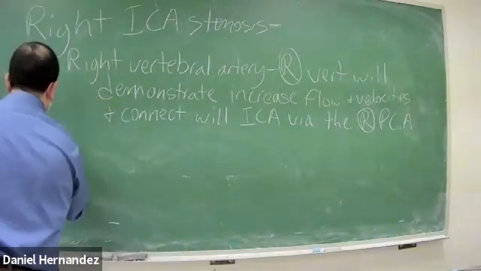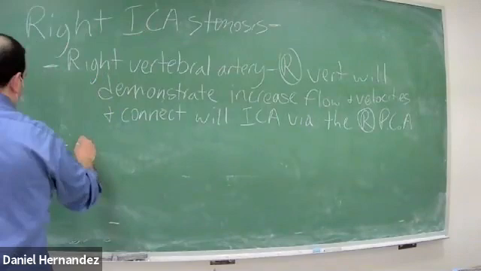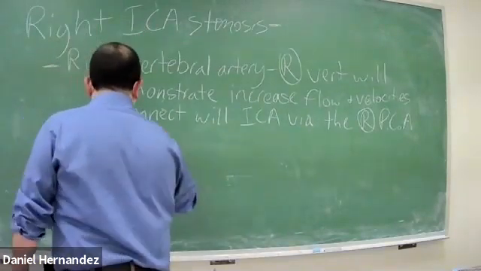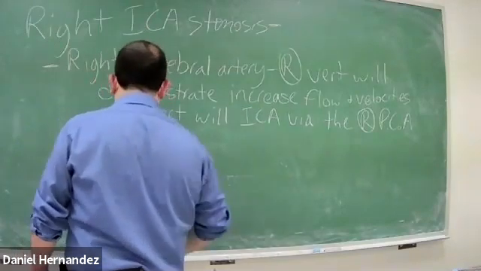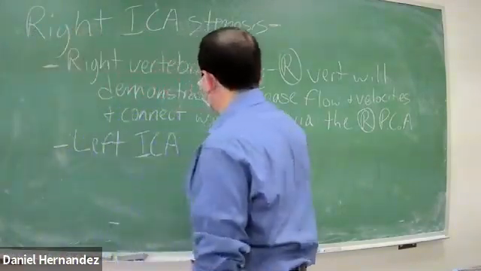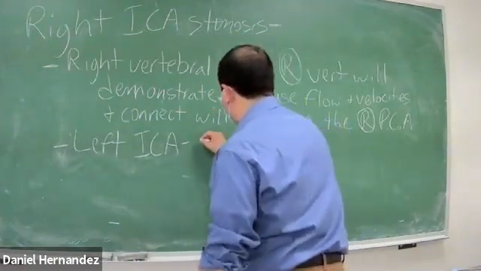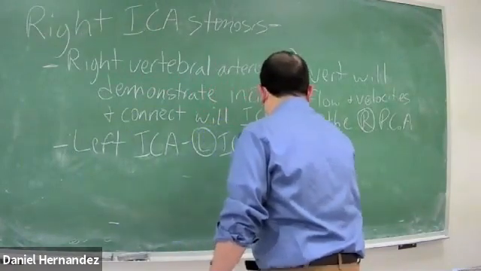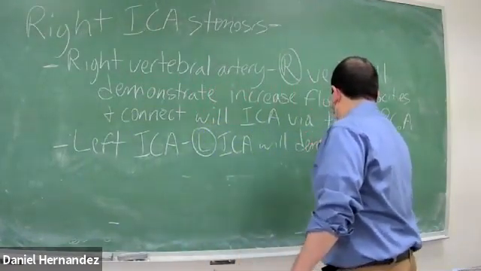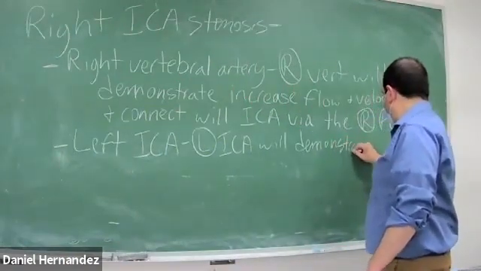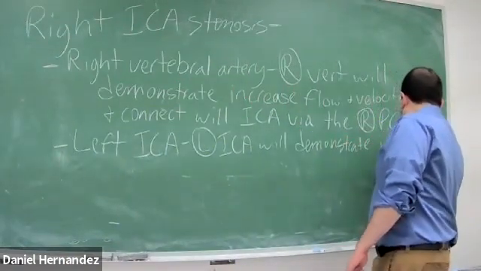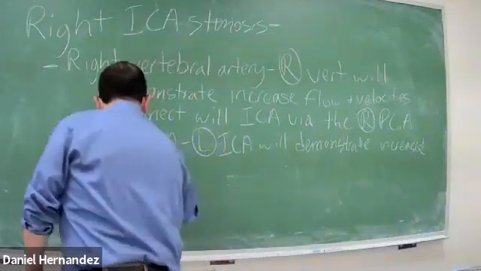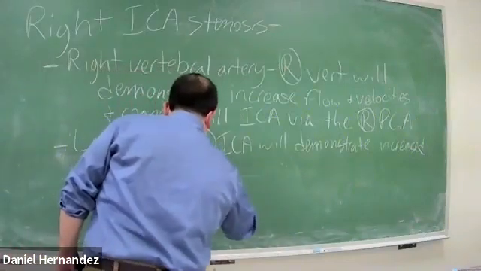An additional collateral pathway would be the left internal carotid artery. So the left ICA will demonstrate increased flow and velocities.